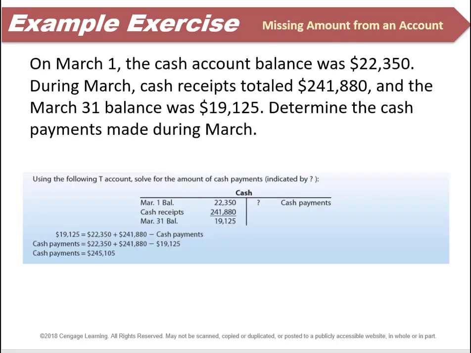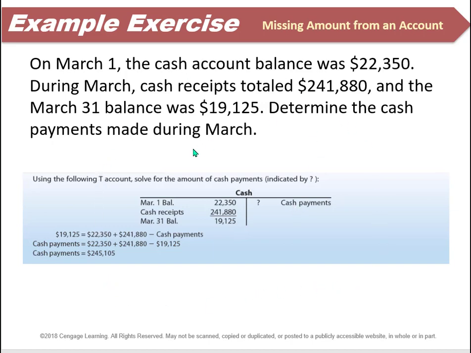And one more, here: the beginning cash balance was $22,350. During March, cash receipts totaled $880. Okay, that's what we received. The ending balance was $19,125. So how much were the cash payments? This is a real nice little problem.